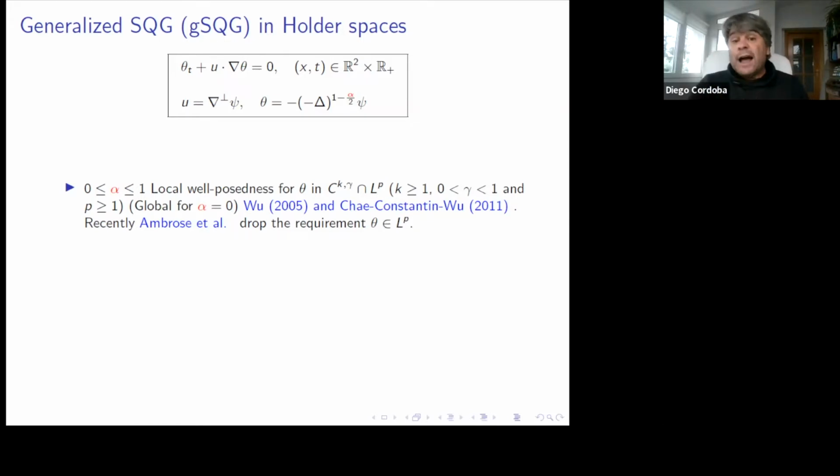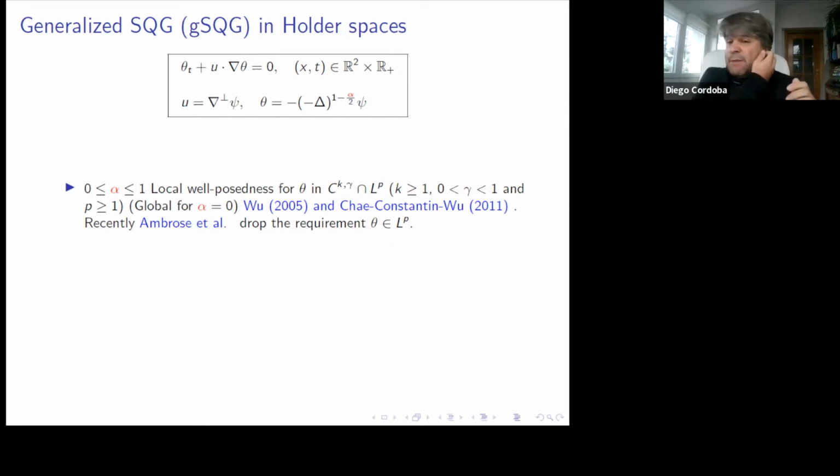And these are works by Lichtenstein, Wolibner, Hölder, and Gunther. In the case of alpha equal to 1, this was done by Yahong Wu in 2005, where he proved local well-posedness for SQG, and these are for C^k gamma, where gamma is between 0 and 1, and not 0 and not 1. Same case for Euler equations. And then Dongho Chae, Peter Constantin, and Yahong Wu extended this result for alphas between 0 and 1.